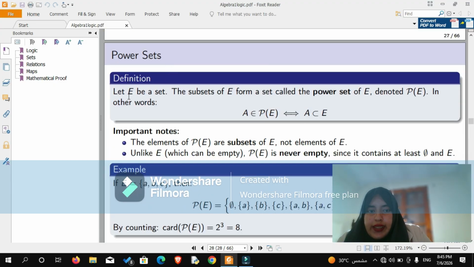Power sets. Let E be a set. The set of subsets of E is called the power set of E. We denote it as rho E. In other words, A in rho E is equivalent to A is included in E.